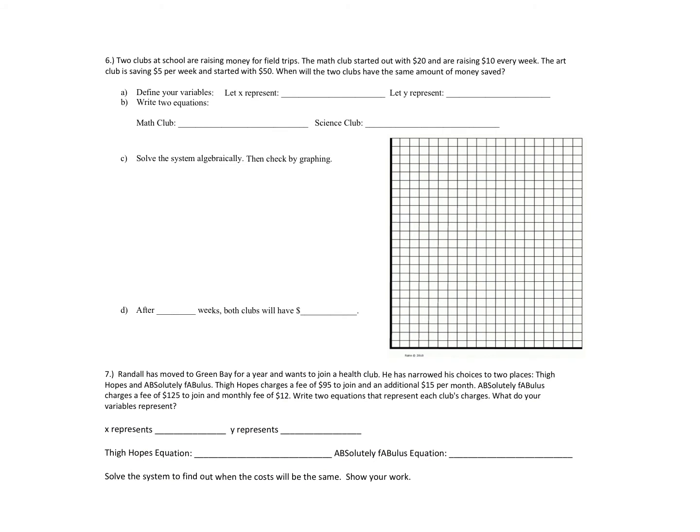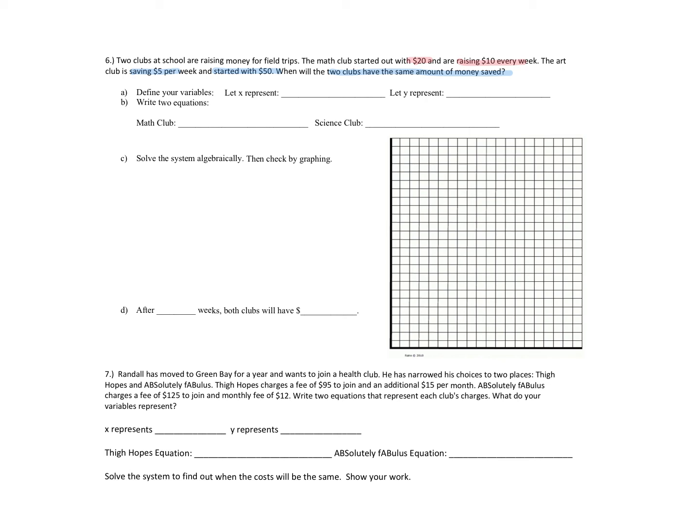All right, now that you saw a couple, I'm going to give you a chance to try some. So if you go to problem number 6, I'm going to help you get set up on this one because this is going to be part of your homework. So I'll just get you set up at least on this, and then you can get going. So 2 clubs at school are raising money for field trips. The math club started out with $20 and raises $10 every week. And then I also have the art club saves $5 per week and started with $50. So when are the 2 clubs going to have the same amount of money, and how much money is that going to be?